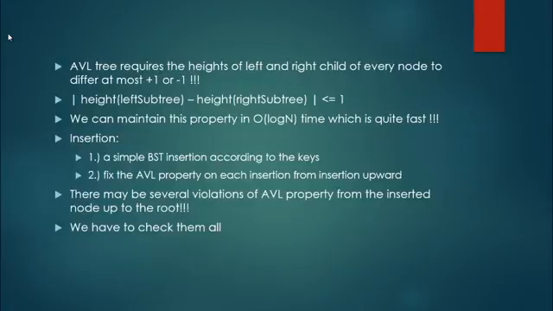On the other hand, when we want to make insertions, we have talked about insertions in the binary search tree video, and we just have to make a simple binary search tree insertion according to the keys. What are these keys? If we are talking about numbers, these are the numbers we assign to each node. Then we fix the AVL property on each insertion from the inserted node upward. There may be several violations of the AVL property from the inserted node up to the root. So maybe there are situations when we have to make several rotations after each other. So we have to check them all.